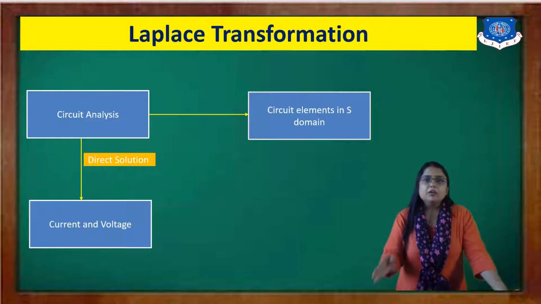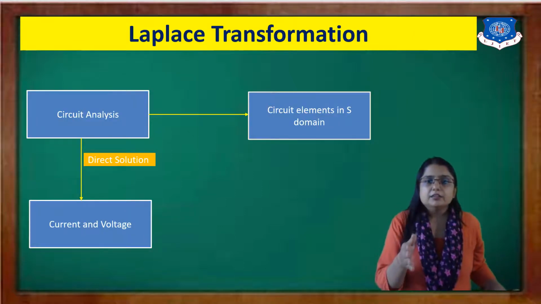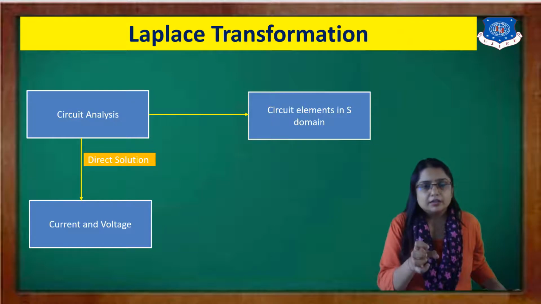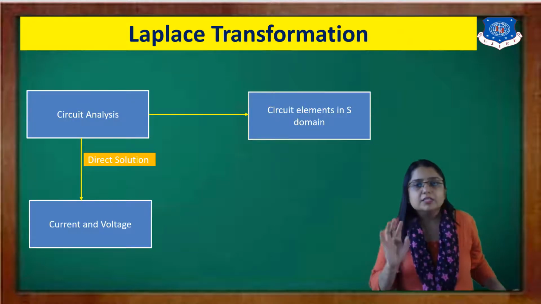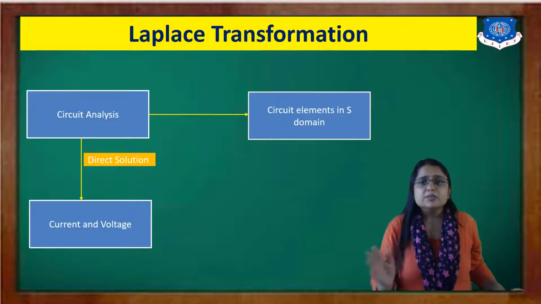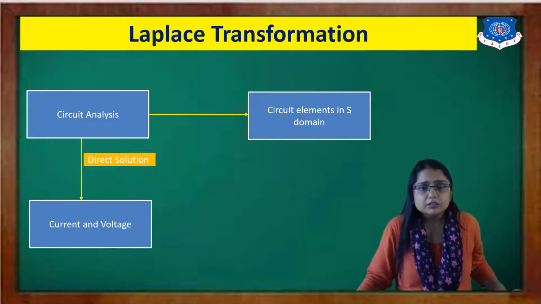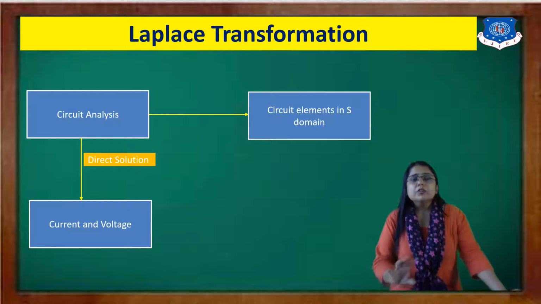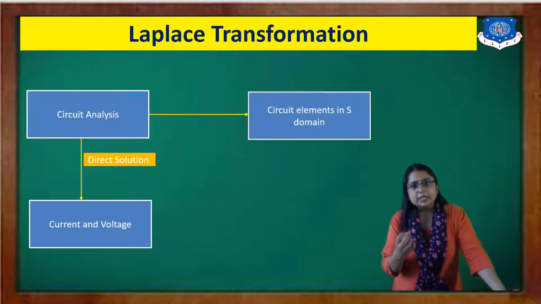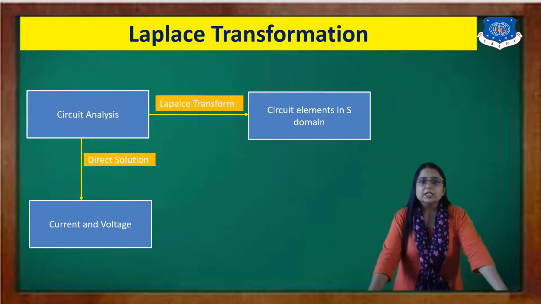So what will happen? Now your inductor and capacitor will behave as a resistor. So you can do some series parallel combination. Okay, so how can you convert your circuit into the S domain? That is by using the Laplace transform.